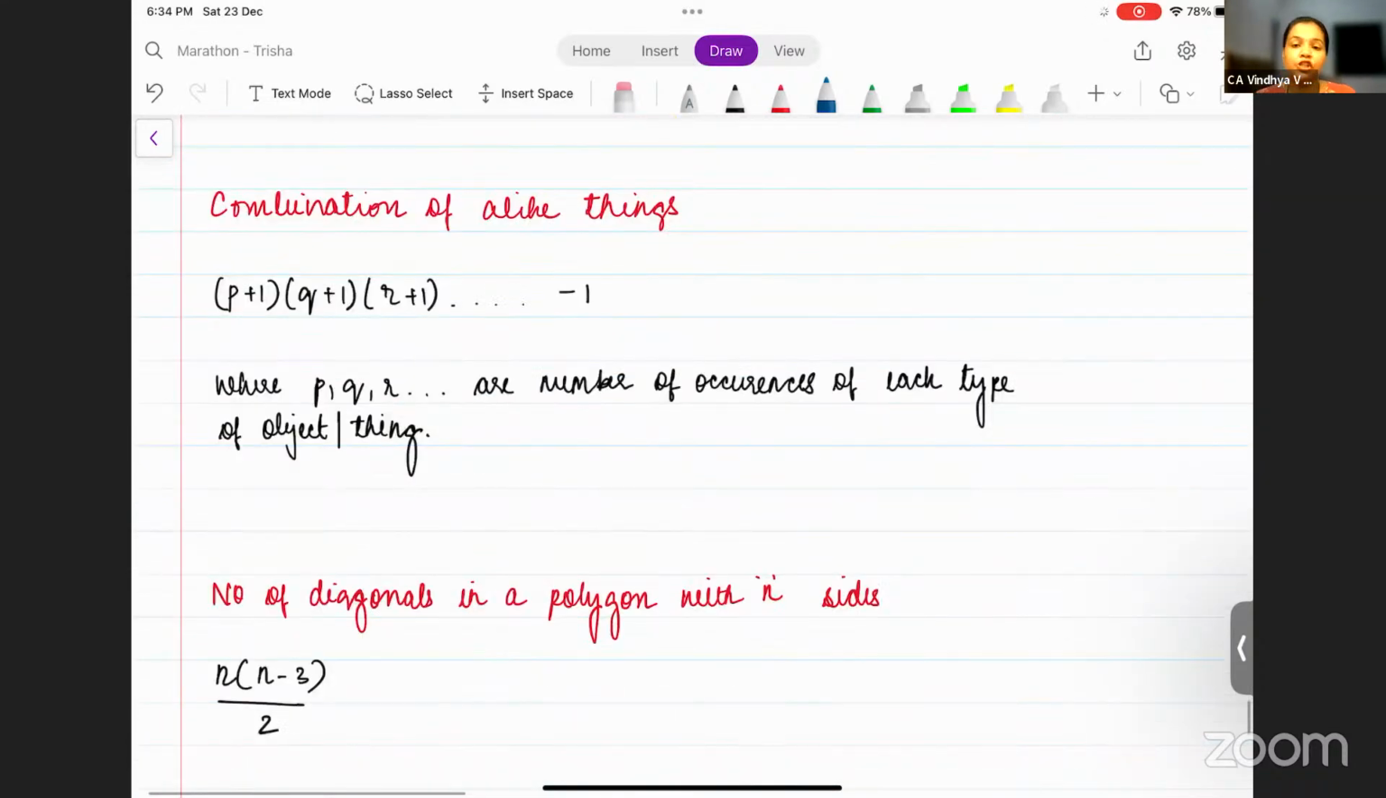Combination of alike things. So where P, Q and R are repetitions. When there are repetitions in combinations, what you need to do is take the number of times one term has occurred, that means any number has occurred, plus 1. Second type, third type, and ultimately multiply this and reduce it by 1.